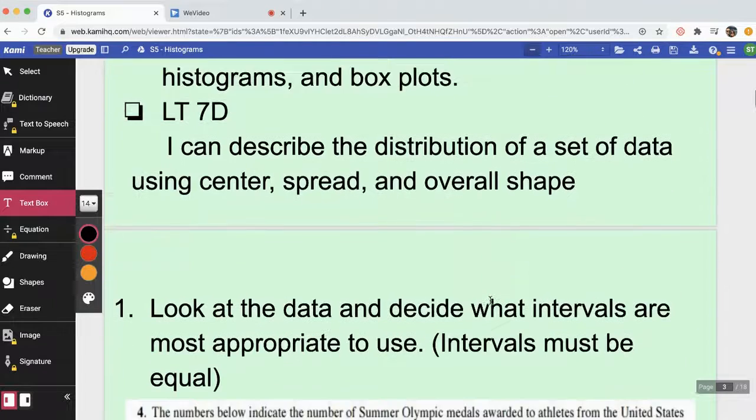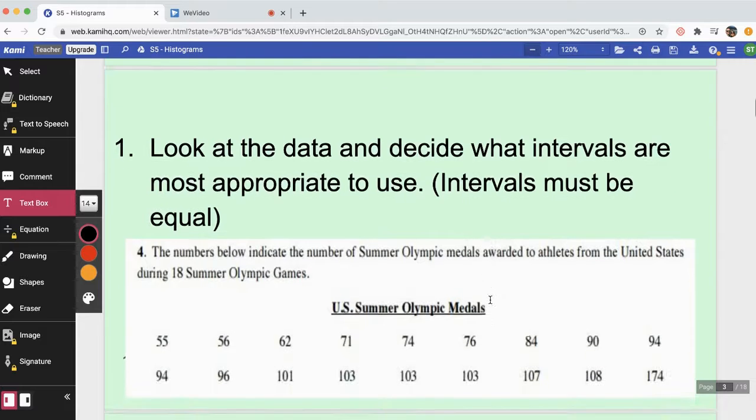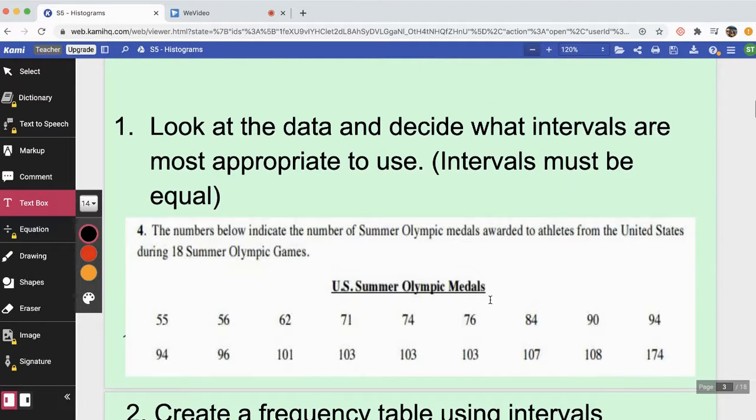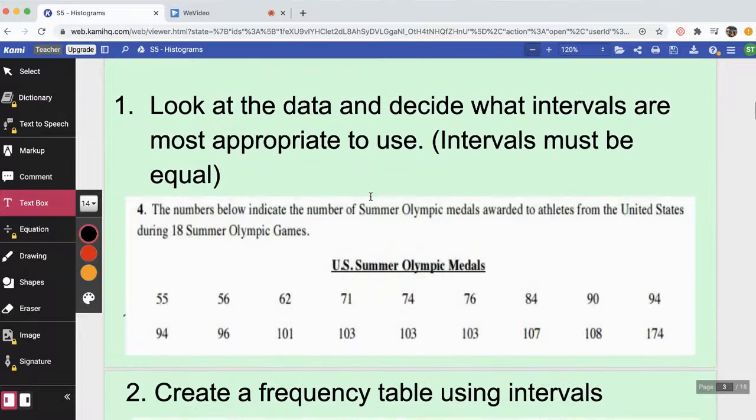So here we go. Here is how you make a histogram. A histogram really is just a bar graph with a couple of changes. Let's look at the data, and the first thing we need to do is decide what intervals are most appropriate to use, and the intervals need to be equal.